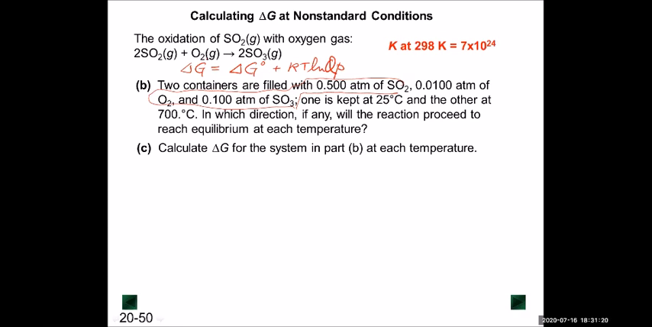So the question asks, in which direction will the reaction proceed? Basically it asks whether this reaction equilibrium will shift to the right or left at that temperature, given the pressure of each component. To answer that, we first need to find the reaction quotient, because each component has a pressure, so we can find the quotient.